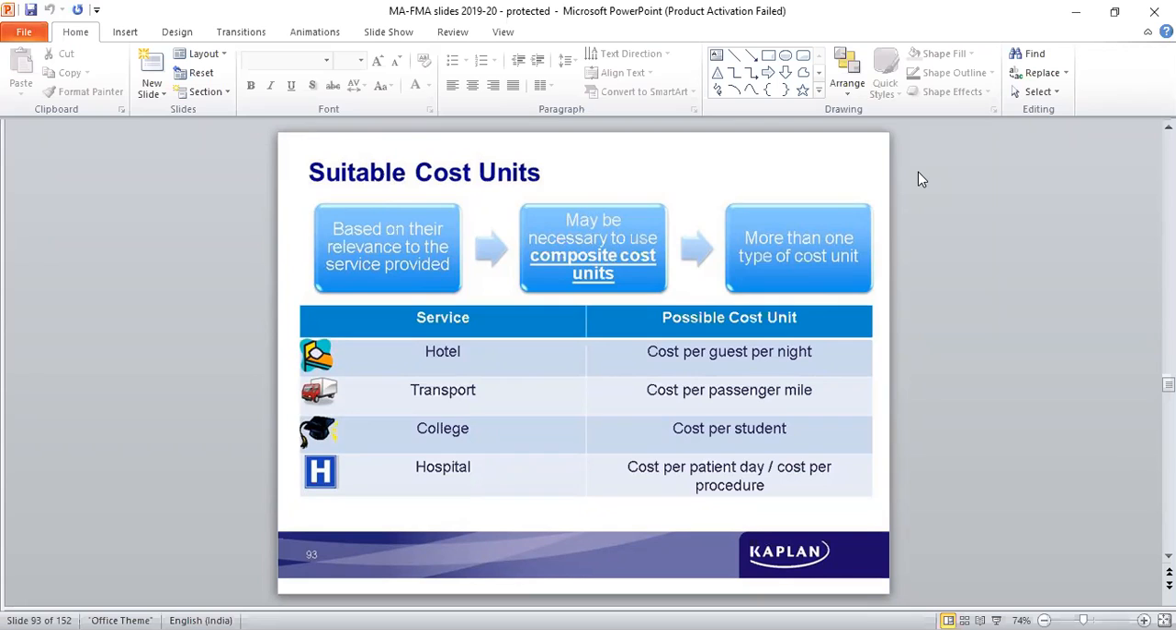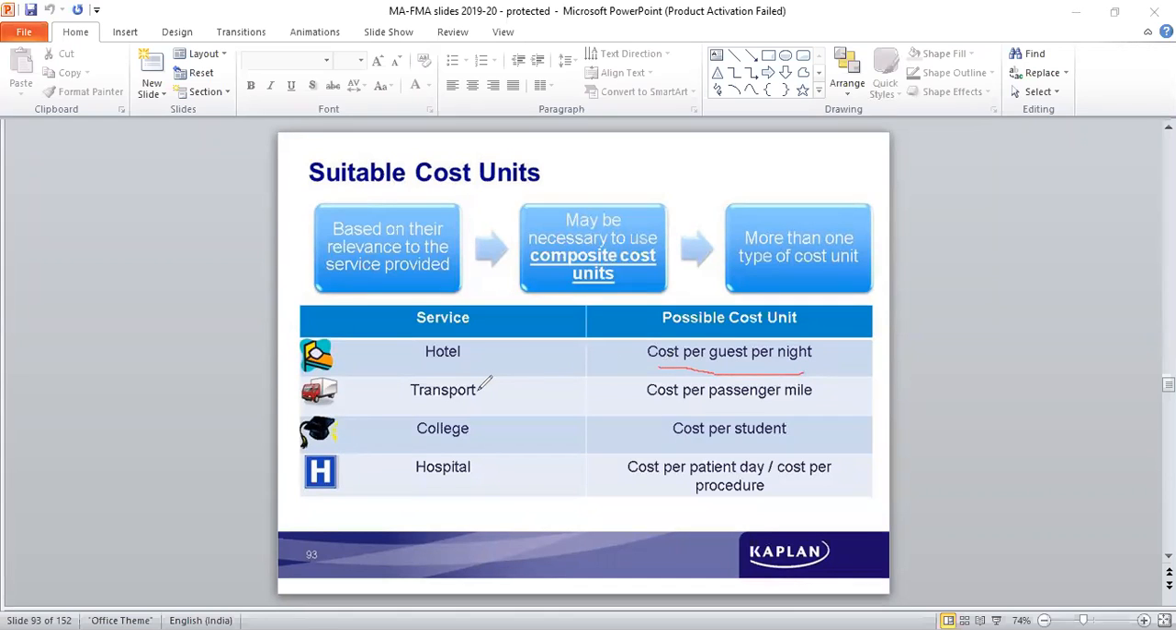In case of manufacturing, the unit is number of units of that particular product. The physical count of those product units is taken. A hotel is not selling the number of units of a product, but rather it is providing accommodation to the clients or the customers. So the possible cost unit could be cost per guest per night. So for one day, one night, 24 hours, or whatever is that. So what is the cost of one individual guest for one night?